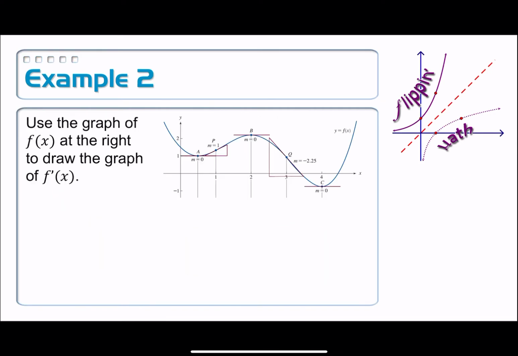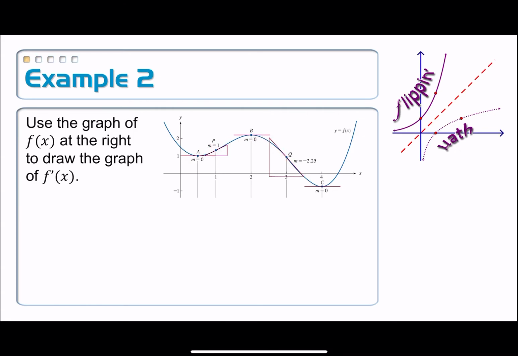Let's look at example 2, at least briefly, because I'm going to have you figure this out on your own. Use the graph of f of x at the right to draw the graph of f prime of x. Remember we said that the derivative is actually a function. I want you to graph that function given that this is the original function. In other words, we're going to draw a picture of the slope of every single one of these points, and it's going to make another function.